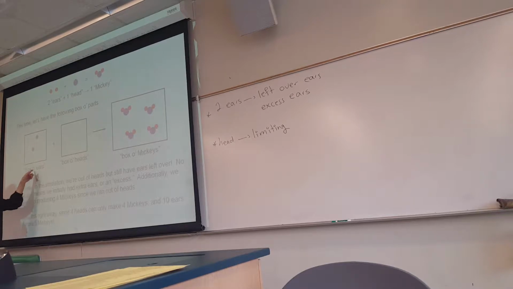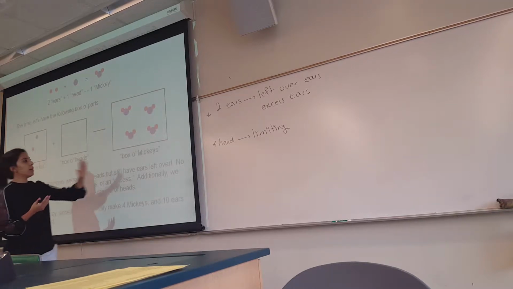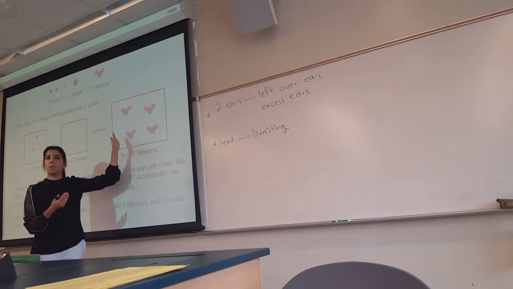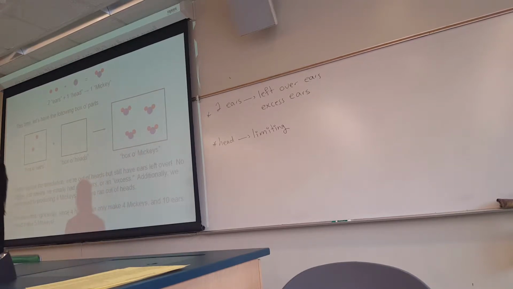Now, why do I call this limiting and excess? These 2 are my reactants, if you look at it as a reaction. So ears are going to be your excess reactant, and head is going to be your limiting reactant. So when we talk about limiting and excess, it's all about your reactants. Now, what's important here is that the number of products that you're gonna get depends on, and is controlled by, your limiting reactant.